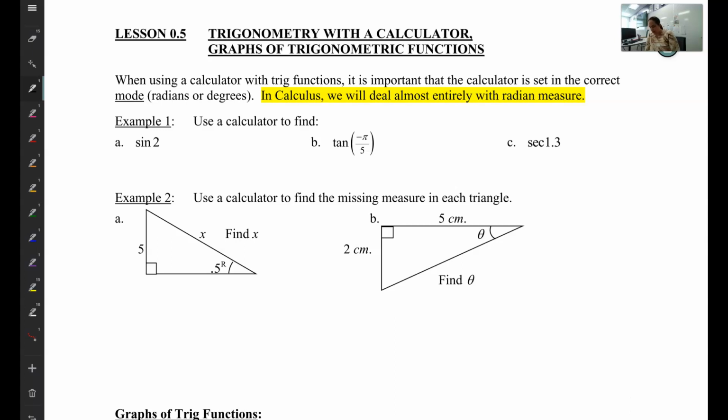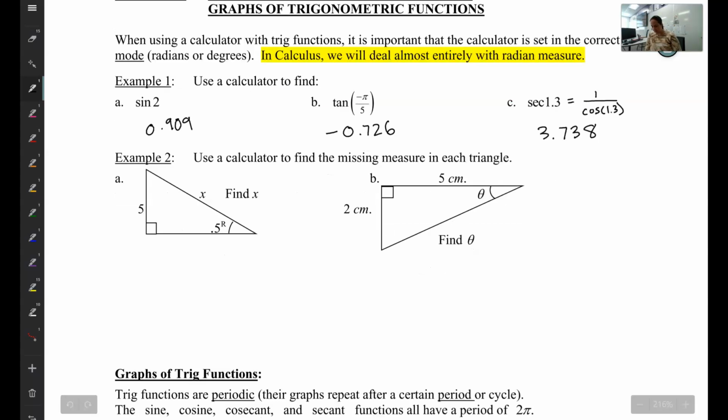So you can type in A and B. For C, just remember that secant is 1 over cosine. So type all those in, pause the video, and we'll see what you get. Check your answers. You should have gotten those.